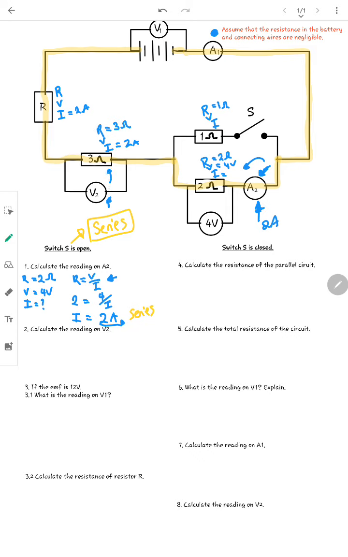So step 1, identify my variables. My resistor is 3 ohms. My potential difference is what I'm trying to calculate. My current is 2 ampere. That value is coming from here.